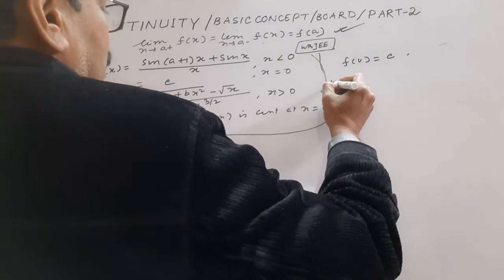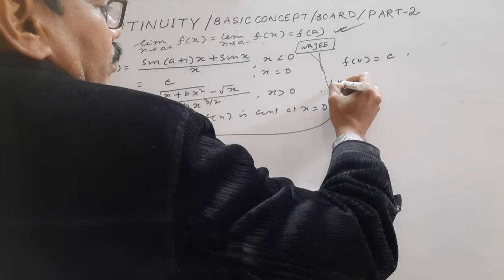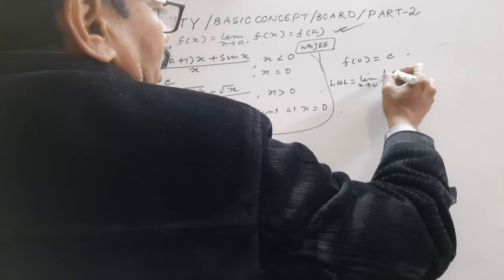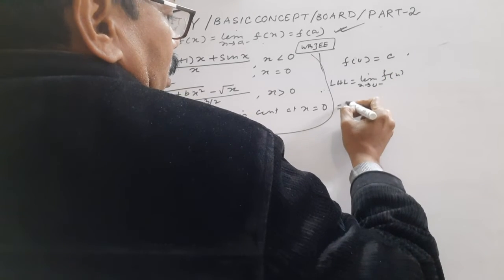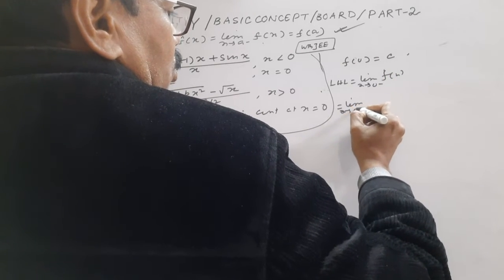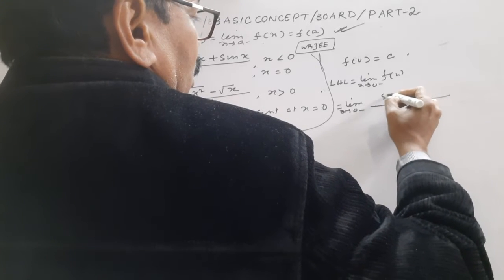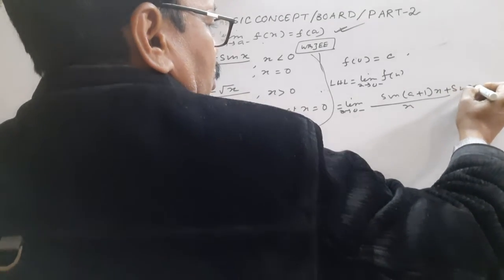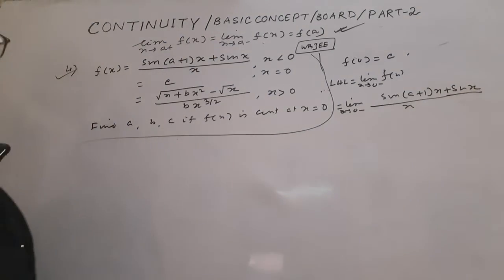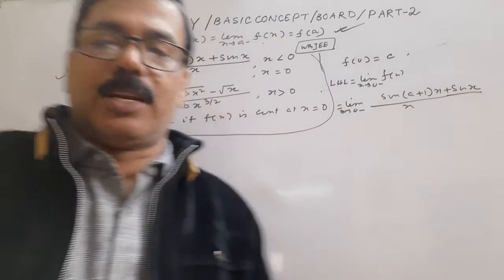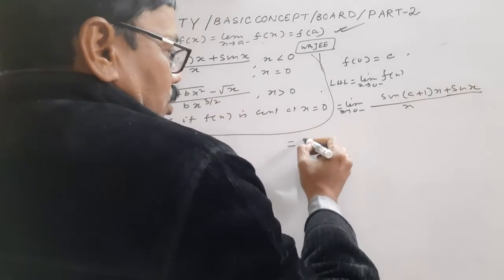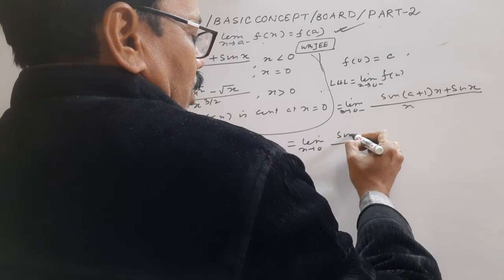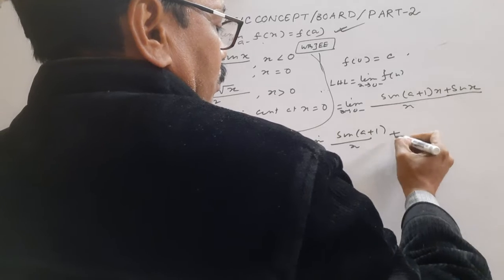Now what is LHL? Limit x tends to 0 minus of f(x), which is limit x tends to 0 minus of sin((a+1)x) plus sin x, divided by x. Now use the standard limit. You know sin x by x is 1. So you write it in this form.